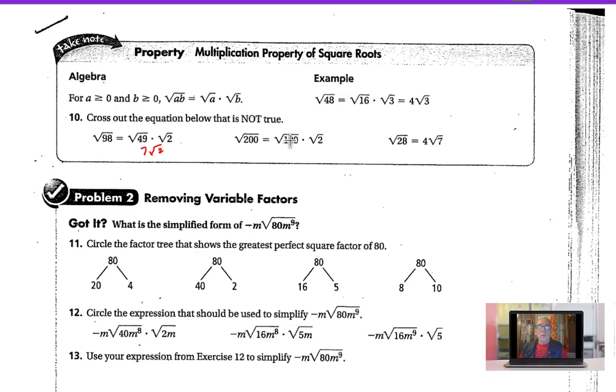Square root of 200 is 100 times root 2. And we can take the square root of 100 out as a 10, and we're left with the root 2. So 10 root 2 is a simplified form. And square root of 28 is not 4 times the square root of 7. It's actually the square root of 4 times the square root of 7. So that's the one that's not correct.